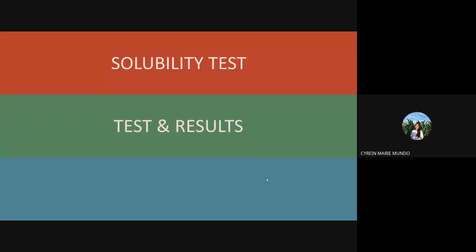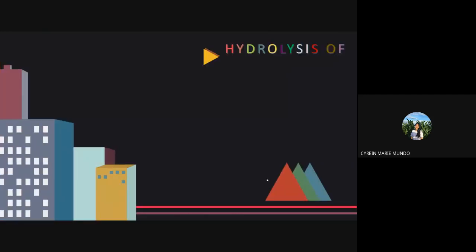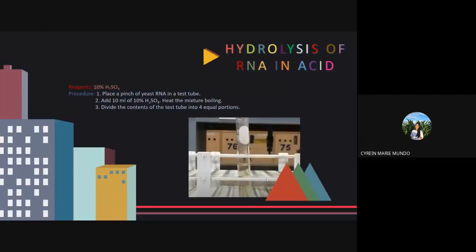There are numerous chemical tests that can be used to determine the presence of the nitrogenous base, pentose sugar, and phosphate components in a nucleic acid. But before conducting chemical tests, it is very necessary that the RNA should undergo hydrolysis. Hydrolysis is simply breaking molecules apart by reacting with water.